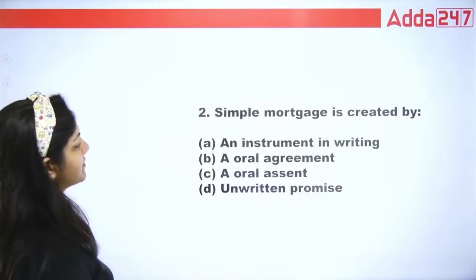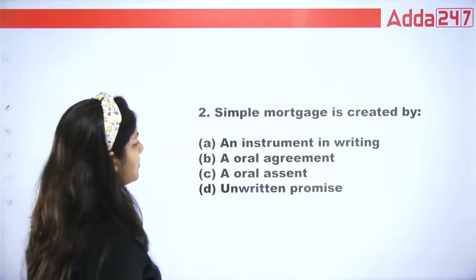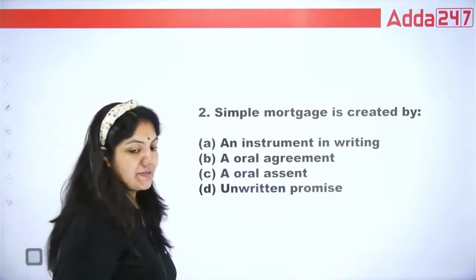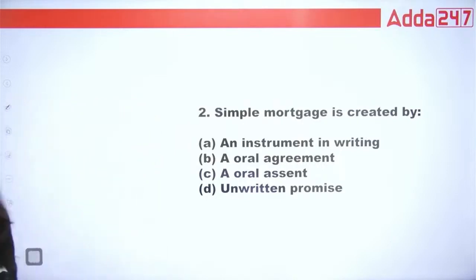A simple mortgage is created by instrument in writing, oral agreement, or oral assent. Assent means the permission, or unwritten promise. What is the right answer?